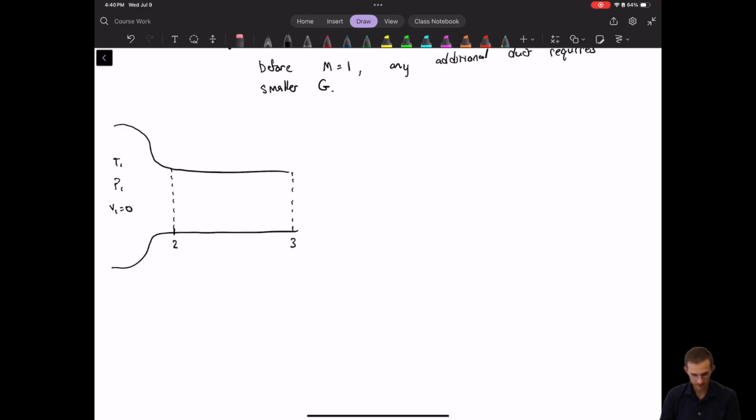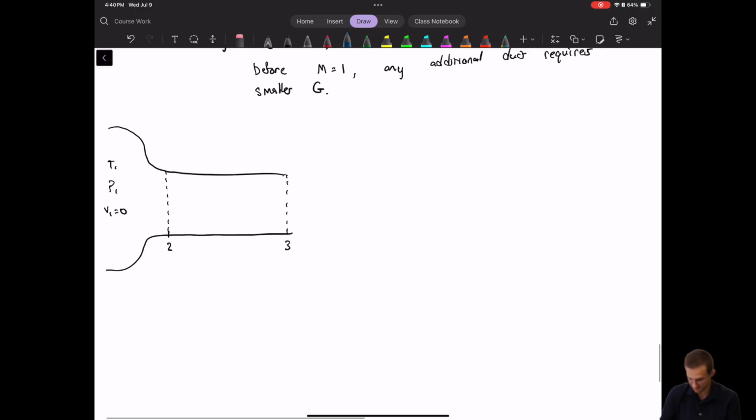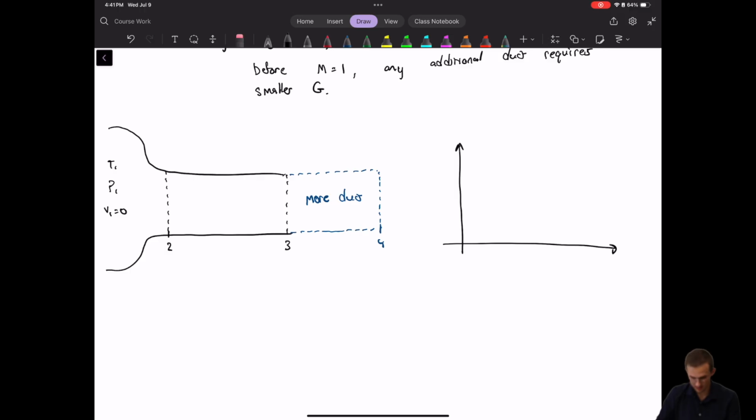Okay? And let's say that we added more duct. And we'll call that state 4. So this is just more duct. What does that look like on the Fanno diagram? TS, which remember is equivalent to an HS diagram because we're talking about perfect gas here.